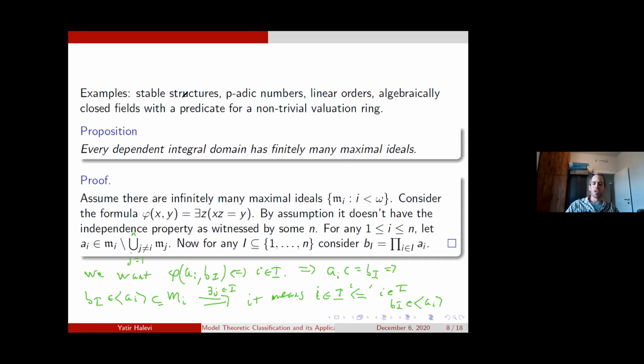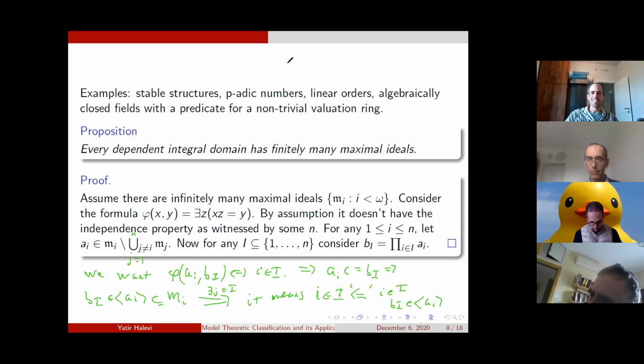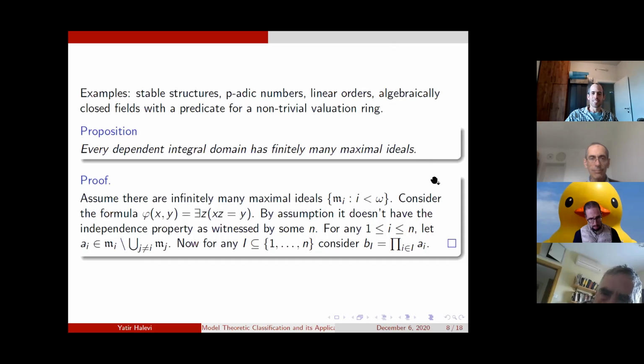Okay, so just by assuming that the theory or even that the formula here is dependent, we can already say something meaningful about the algebraic properties of our structure. Any questions? Okay, good. Let's continue.